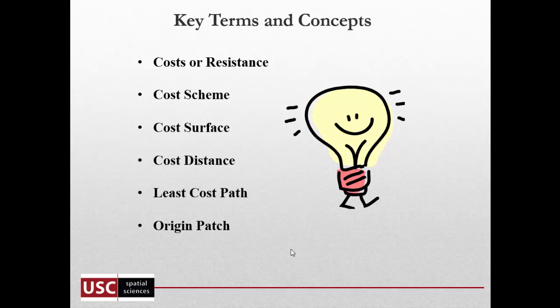The least cost path is a single pixel string. It's really what we're after in the end, that connects the least cumulative cost cell to cell between an origin point and some destination or destinations. And of course, the origin and source or source patches are those areas that we start from, we move to, or move in between, and we create our least cost paths from.